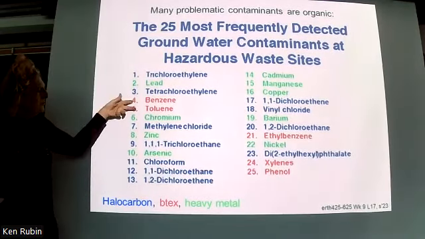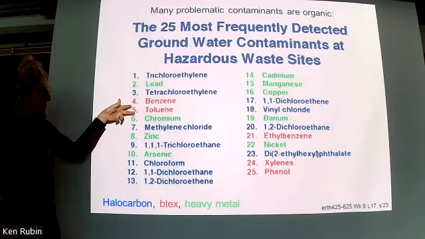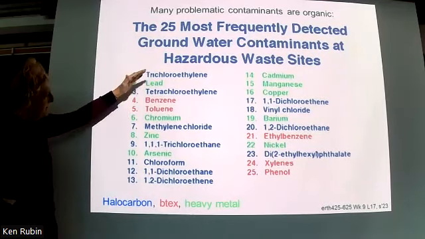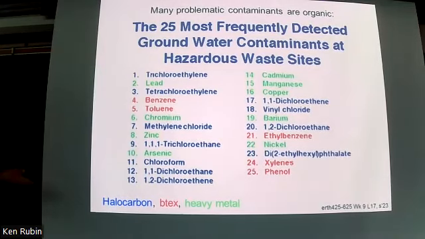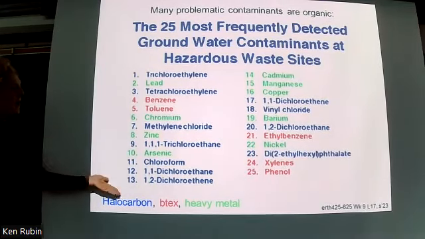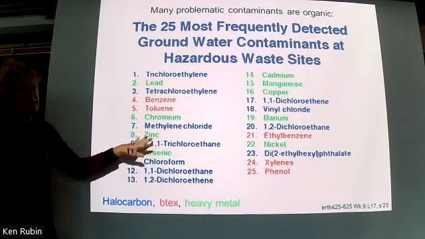And then the things in red are the BTEX chemicals, which we also just talked about today. And then the stuff in green are heavy metals. So you can see that the vast majority of the contaminants, the most common contaminants, are organic contaminants.